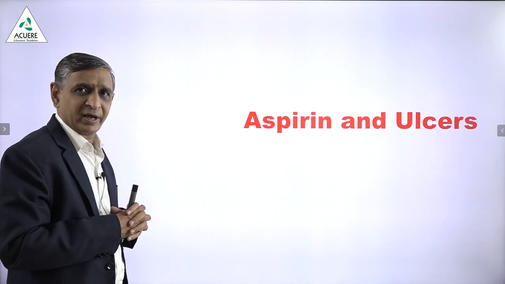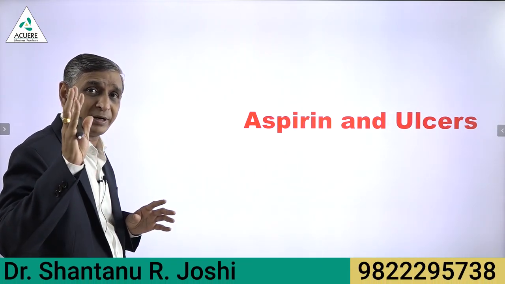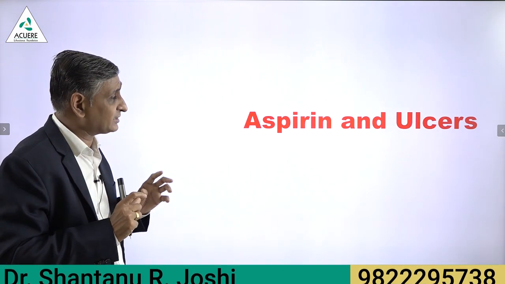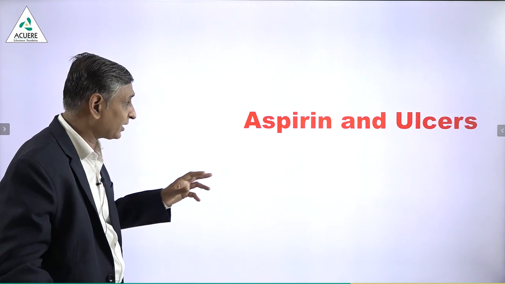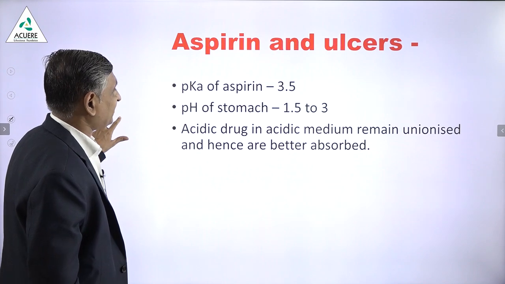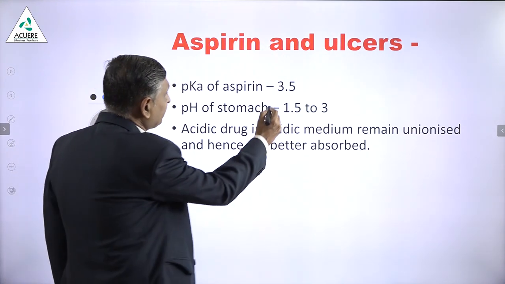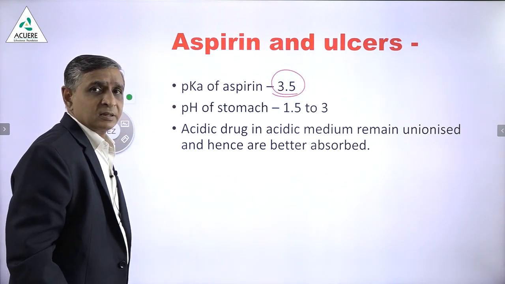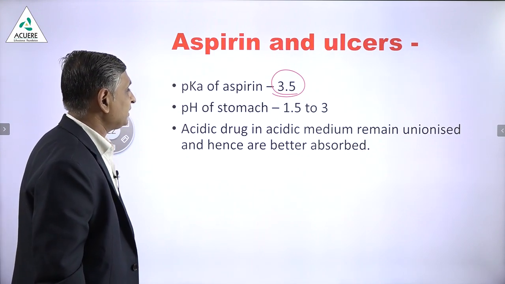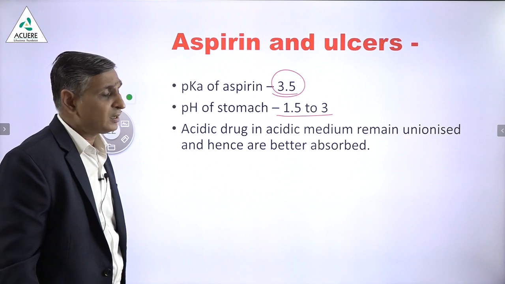Dear students, today I am going to tell you why aspirin is responsible for the development of ulcers in the stomach. What is the mechanism responsible for the development of ulcer in the stomach? Dear student, do remember aspirin has a pKa value of 3.5. The acid dissociation constant of aspirin is 3.5 and the pH of the stomach is 1.5 to 3.